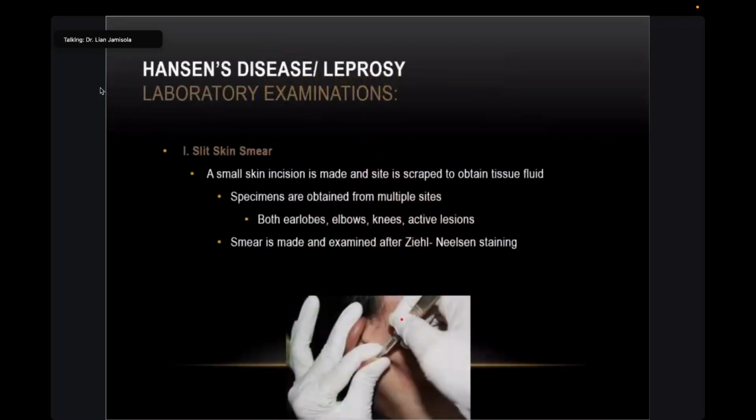So what are the diagnostic tests? We do slit skin smear. So this is a small skin incision is made and the site is scraped to obtain tissue fluid. And then, titingnan na yun kung ilang bacteria ang meron doon. So we get at least 6 areas. Meron both earlobes, that's 2 already, both elbows, so that's 4. Then we can get one on the knee, both knees, or one on the knee and one from another active lesion. So smear is made and examined with Ziehl-Neelsen staining.